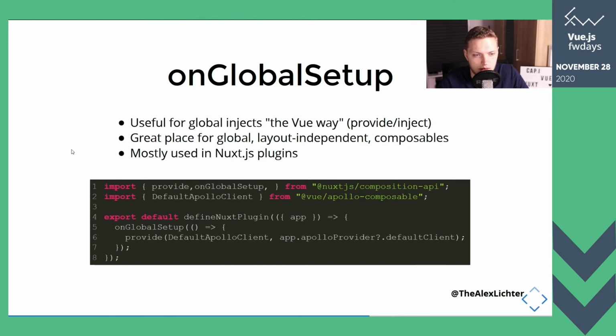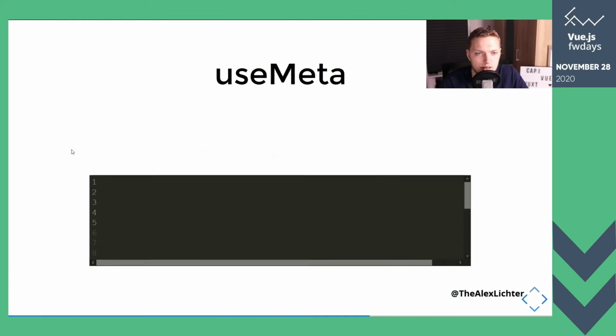So a small code example: this is how you would provide the Apollo client with Nuxt, given you have the composables for Apollo and Nuxt Apollo running. So you would bridge the gap here. You could also provide your app name or whatever, but this is fully up to you. And we will need this for our next example with the next composable, which is useMeta.